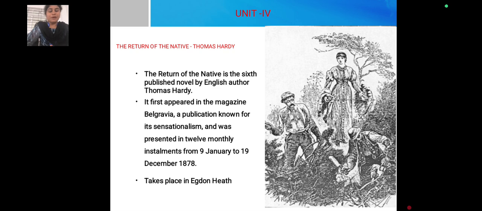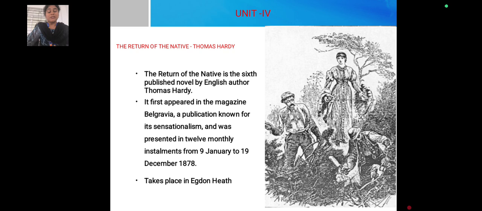Now Unit 4. In this Unit 4, we have Thomas Hardy's novel The Return of the Native. When you think about the author Thomas Hardy, the first point that should come to your mind is that he completely portrays the environment and the setting in his novels, mostly Wessex.